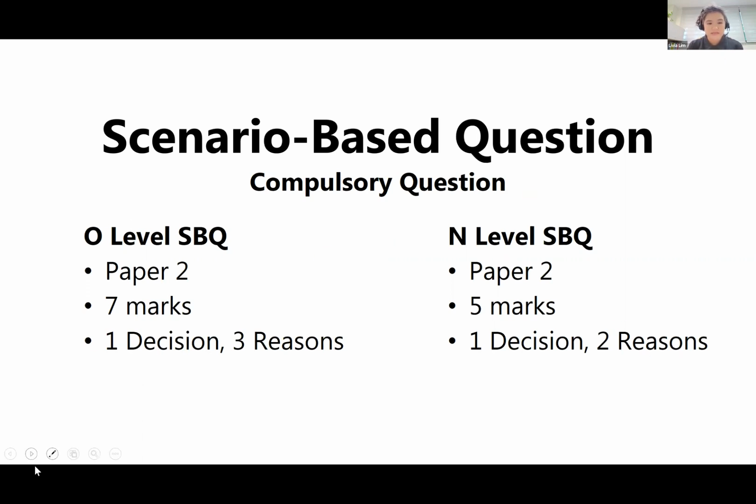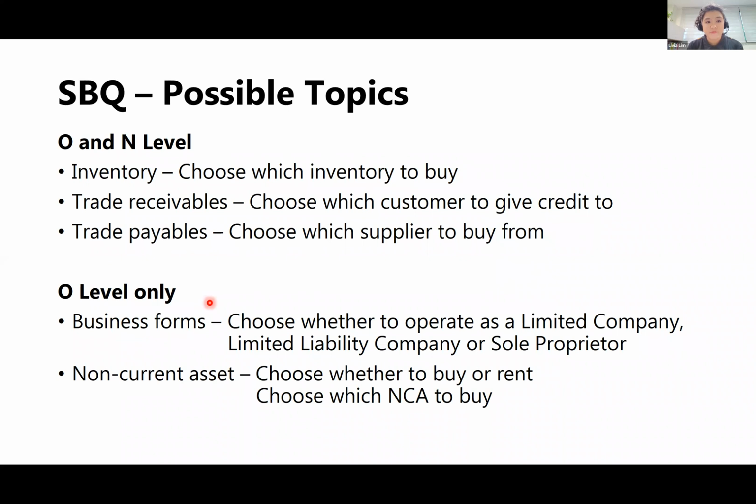Now, what are the topics which will appear for these scenario-based questions? For both the N-level and the O-level, there are 3 common topics: inventory, trade receivables, and trade payables. For inventory, you will have to decide which inventory to buy. For trade receivables, you will have to choose which credit customer to extend credit to. For trade payables, you have to choose which supplier to buy from. So these are topics which will appear in both O-level and N-level.